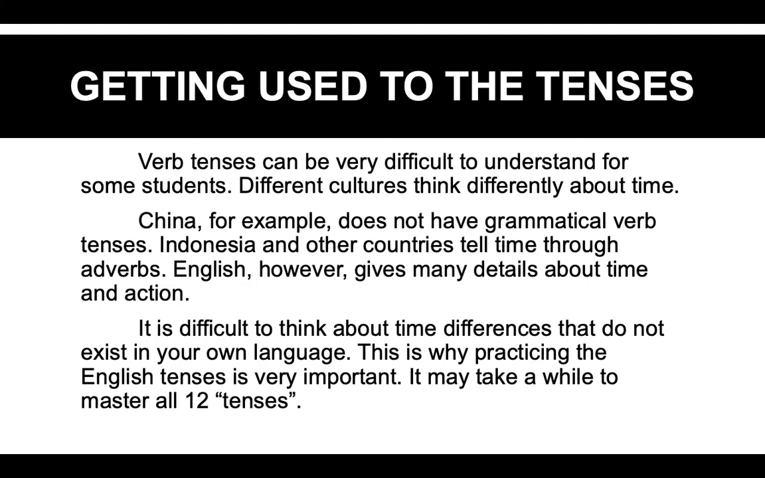This is why practicing the English tenses is very important, and it may take a while to master all of these 12 tenses or aspects. And we'll go through this. This is level 0 and 1, and you'll continue to learn about these tenses through level 2 and 3 and 4, and as you get into college level.